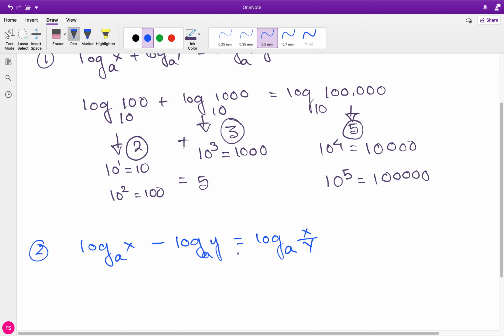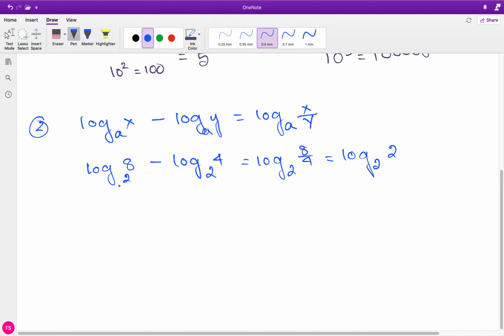Okay, so let's prove this. Log of 8 to a base of 2 minus log of 4 to a base of 2. According to this formula, this will give us log base 2 of 8 over 4. That also equals log of 2, since 8 over 4 is 2.